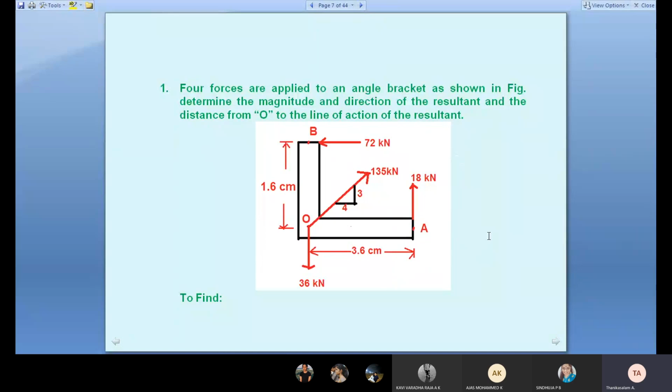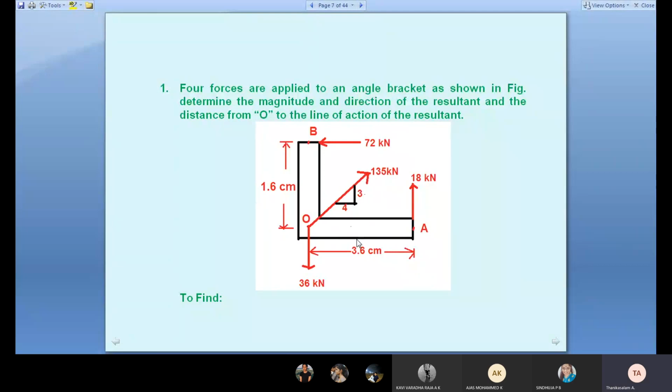If any force is inclined, we need to convert it into xy direction. In the diagram, 36 kilonewton acting vertical downward, 18 kilonewton acting upward, 72 acting horizontal, and one force inclined, that is 135. So any force inclined, we have to convert to x and y directions. See, in this 130 kilonewton, the angle is not given. Instead of the angle they gave a figure, a triangle, 4, 3. So we apply a mathematical concept.